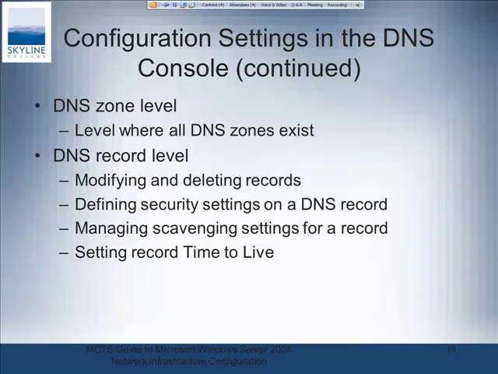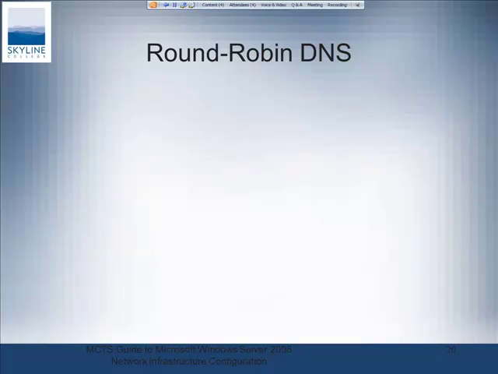At the zone level, where the DNS zones exist, at the record level, you can modify and delete records. You define the security settings of all DNS records in the zones. The zones are configured for secure and non-secure updates. You can manage scavenging settings for a record in there, and set a record time to live. How long is that DNS record going to be good for? Because they are going to time out. You have to do refresh of them. You want refreshing of them occasionally.